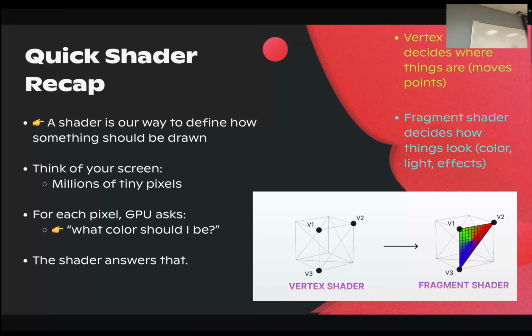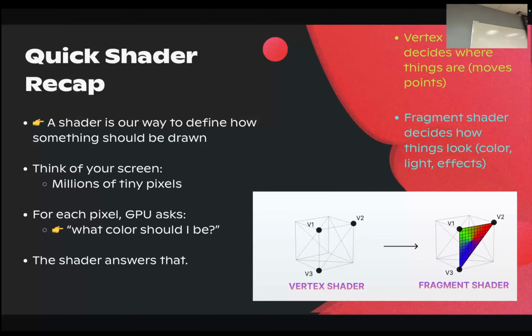Shader is our way to define how something should be drawn on the screen. It's like a bunch of instructions to your GPU. Think of your screen as a million tiny pixels. Does anyone not know what a pixel is? Okay, your screen is usually made of a bunch of squares which have three color components, and a mix of them defines the color on your screen. And the instructions we're going to write in shaders are made to output the colors we want on the screen.